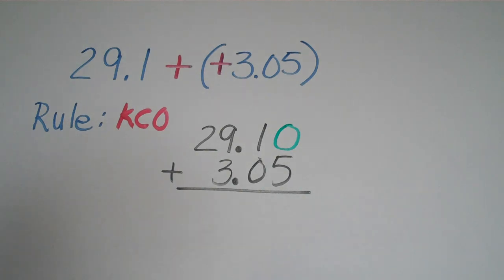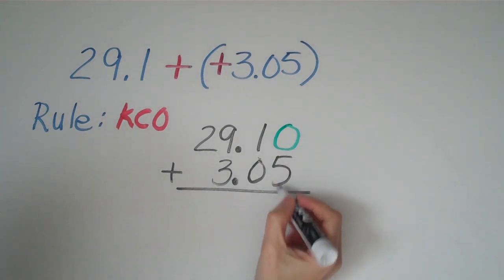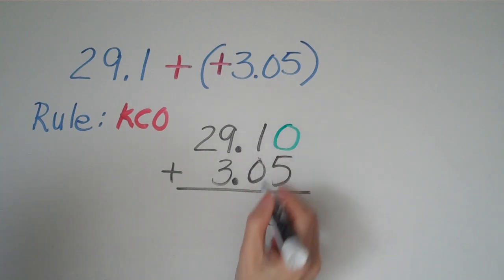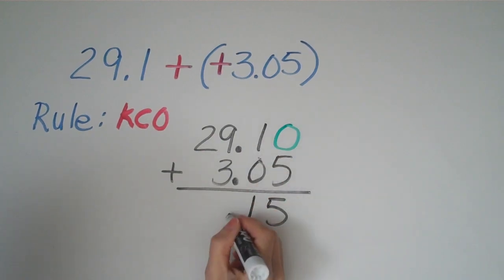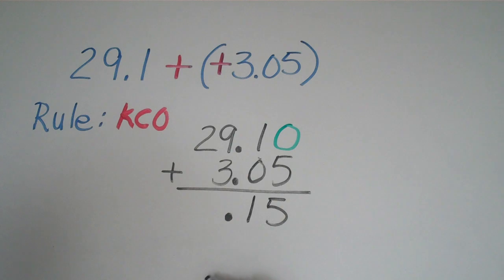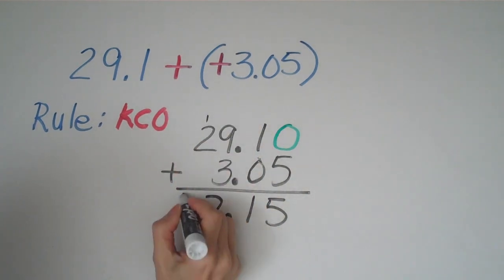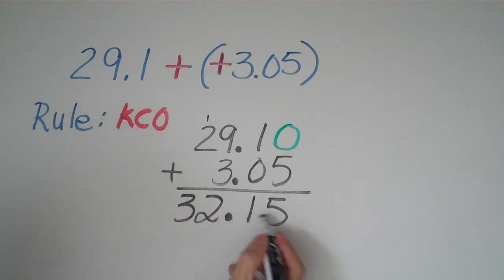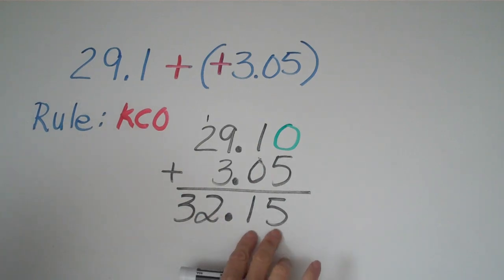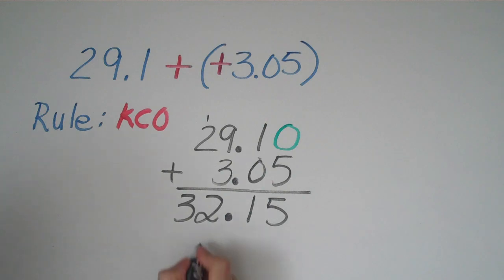And so now I can simply add. Pretty straightforward. 0 plus 5 is 5. 1 plus 0 is 1. And then we add in our decimal. Don't forget to do that. 9 plus 3 is 12. And we're going to add 1. And we get 32.15, or 32 and 15 hundredths as our final answer.